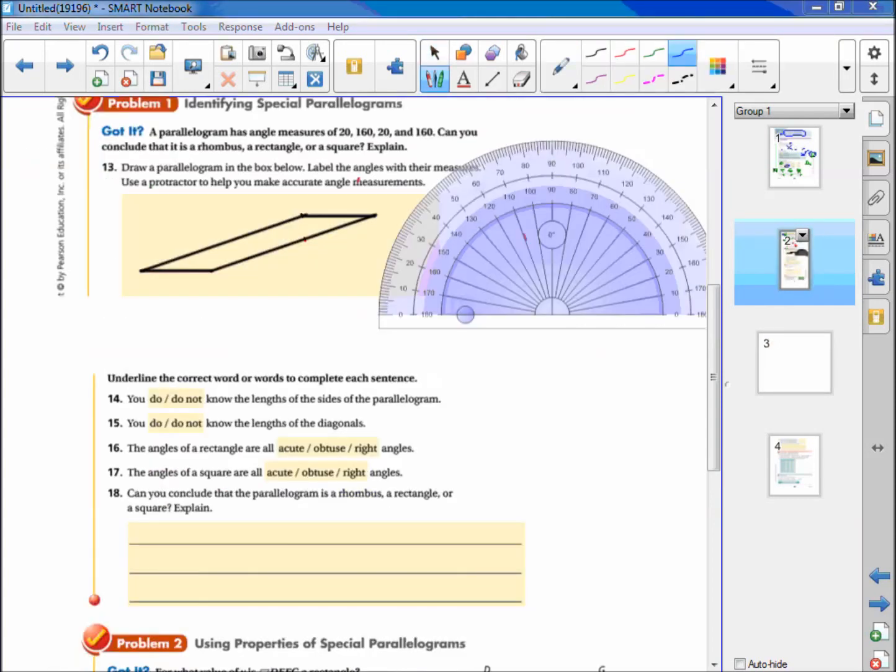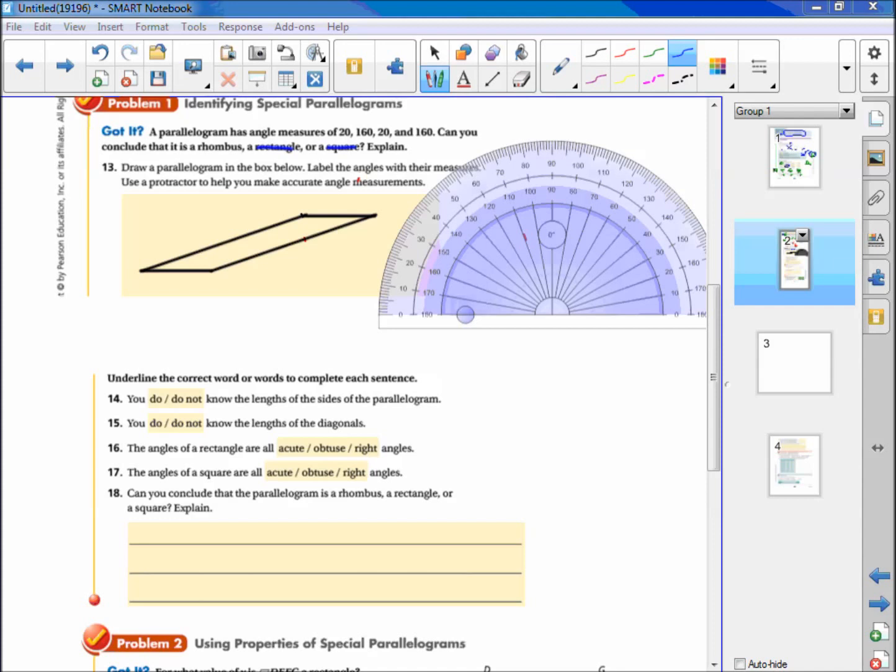Okay, on problem 1, we have identifying special parallelograms. And we have a got it here. So our got it says a parallelogram has angle measures of 20, 160, 20, and 160. Can you conclude that it is a rhombus, a rectangle, or a square? So I can mark out rectangle and square right away because the angles aren't 90, so we're good with that one. So can we conclude that it might be a rhombus? So let's take a look.